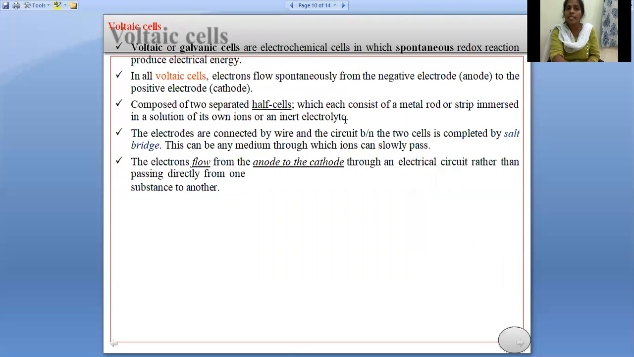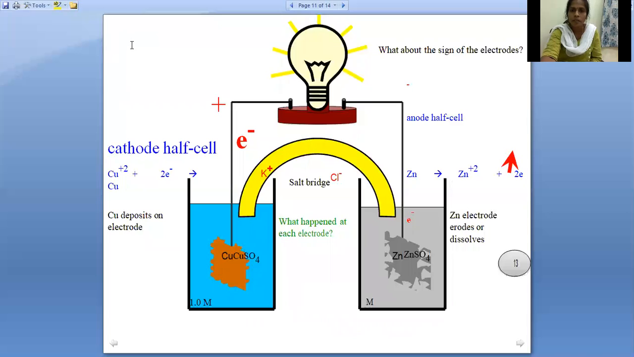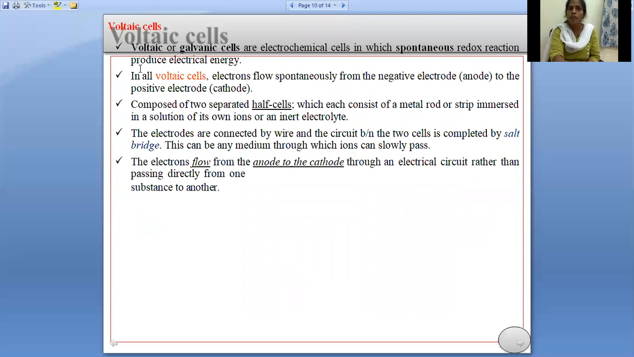So now let us see the next type of cell, the voltaic cell or the galvanic cell. The galvanic cell is nothing but the cell which converts chemical energy to electrical energy. Voltaic or galvanic cells are electrochemical cells in which a spontaneous redox reaction produces electricity. That means due to the redox reactions, electricity is produced in the voltaic cell.